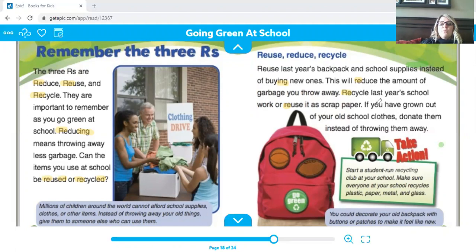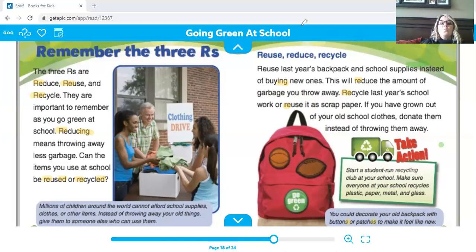If you have grown out of your school clothes, donate them instead of throwing them away. Take action. Start a student-run recycling club at your school. Make sure everyone at your school recycles plastic, paper, metal, and glass. You could decorate your old backpack with buttons and patches to make it feel like new. I notice here there's an S, that's a suffix, an ES, which means there's more than one.